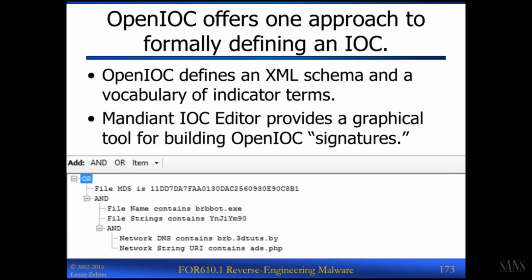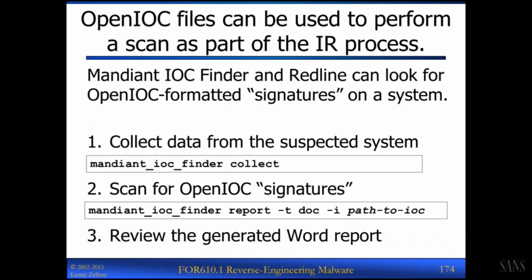And IOC Editor, which is available for free, built by Mandiant, will allow you to take something you might just be writing down in your notes into an application called IOC Editor. And you can then use IOC Finder, a partner tool of IOC Editor, to look across a particular system for evidence of certain signatures. So steps 1, 2, and 3 at the bottom of the slide lay out how you might go about that. You use Mandiant's IOC Finder to collect certain raw data. Once you collect that raw data, you can then run IOCs against it.